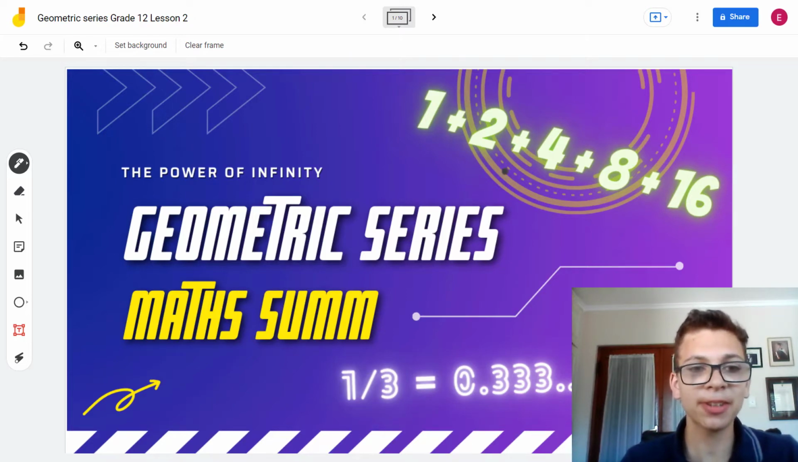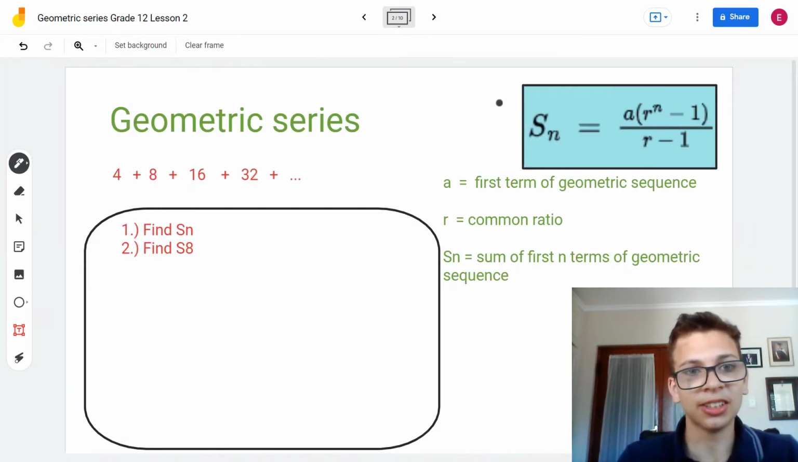Today we are going to be doing the second lesson for grade 12, which is geometric series. In this lesson we're going to be looking at some geometric series, and thereafter we will also be looking at some infinite geometric series. So let's get started. Geometric series is quite similar to arithmetic series, which you can see in the previous lesson. It also has a formula, as you can see on the top right.